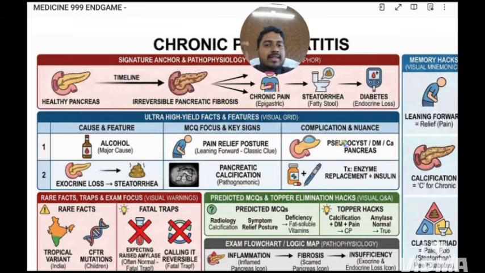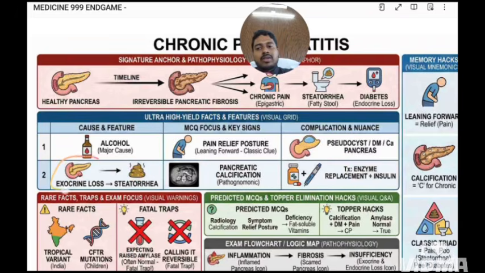Next, third is other causes. Okay, that is complications: pseudocyst, diabetes mellitus and carcinoma of pancreas. Now pseudocyst, what is pseudocyst? Because of the chronic pancreatic inflammation, there will be a fluid collection which is lined by epithelium which is not squamous epithelium, hence it is known as pseudoepithelium and hence we call this a pseudocyst.